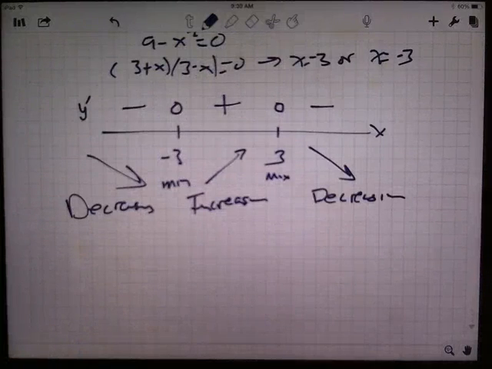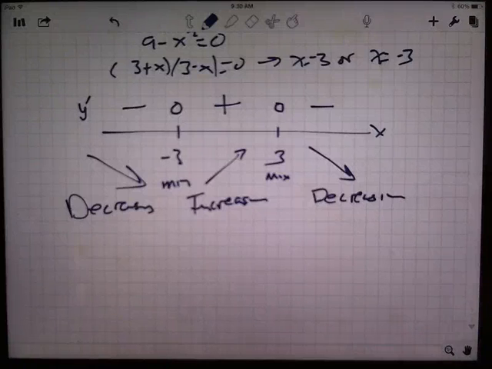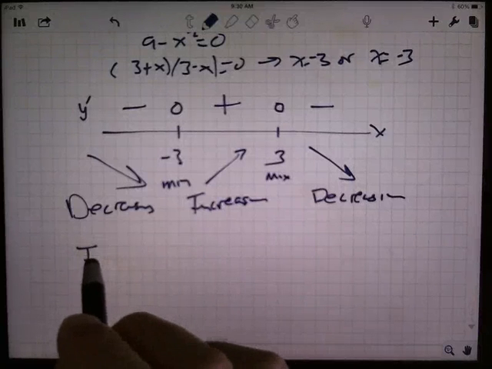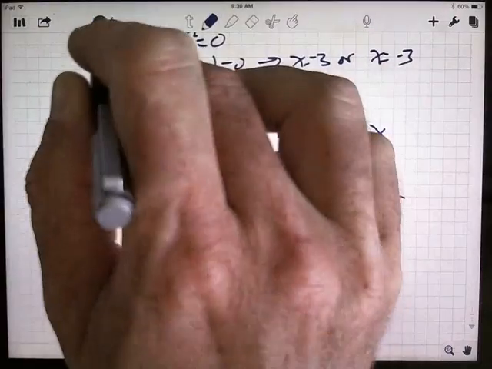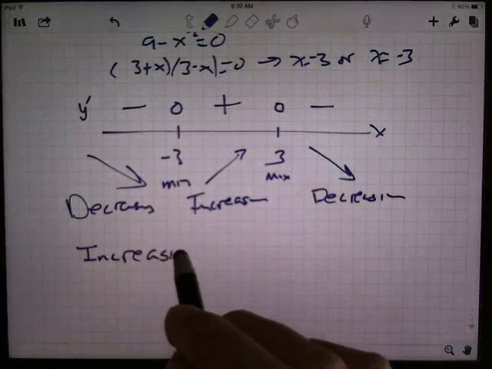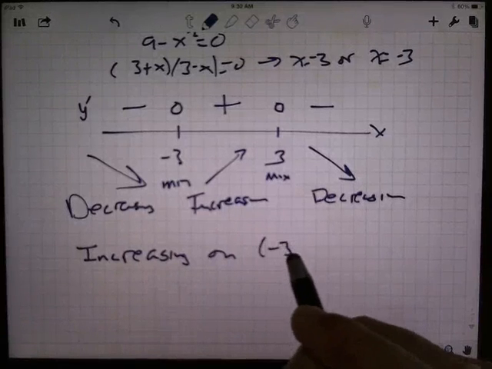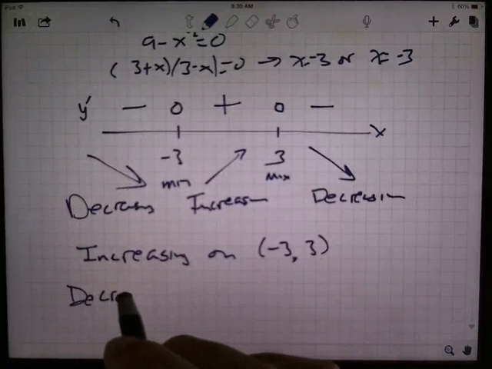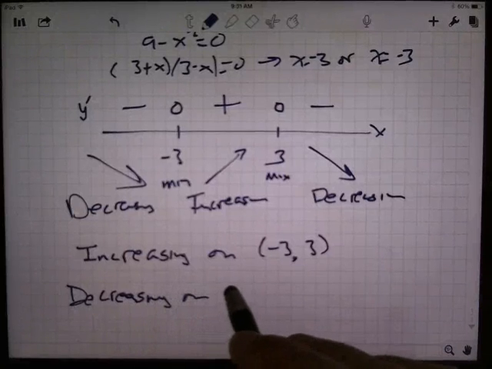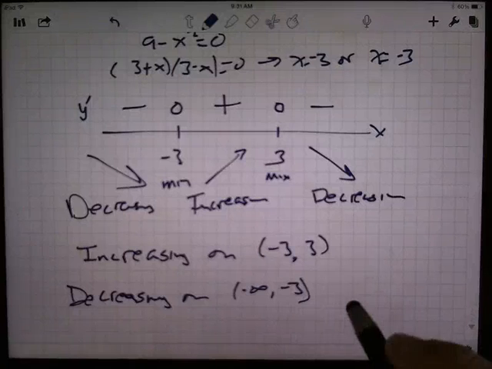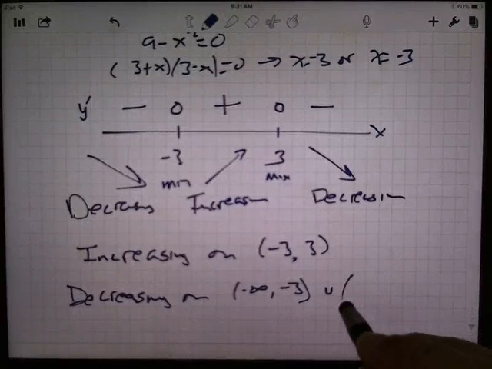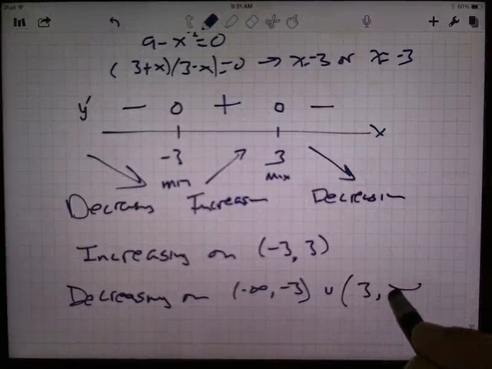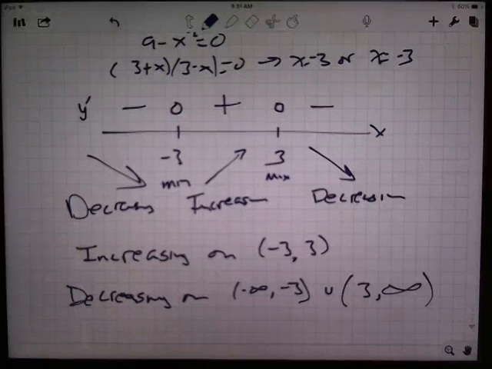One of the things that you'll be asked to do in the homework problems is to state the intervals of increasing and decreasing. So I would write it like this. I would say this function is increasing. Oops, see if I can spell increasing. Probably not. Increasing on the interval from -3 to 3. Right? That's interval notation. And this is decreasing on the interval from -infinity up to -3, unioned with the interval from 3 to infinity. Okay. Intervals of increasing and decreasing.